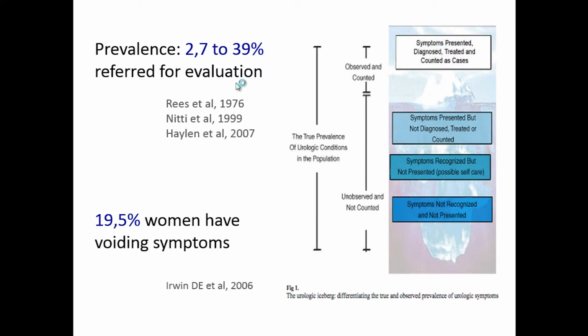So there is a wide discrepancy between the number of patients we see with obstruction and probably the real number of patients in the real population. If you look at the EPIC study, the number of women that reported voiding symptoms is around 20%, so it's a huge number. And the prevalence of voiding dysfunction that you see in referral centers for urodynamics is really a small number. So I think this is also a typical case of a urologic iceberg.